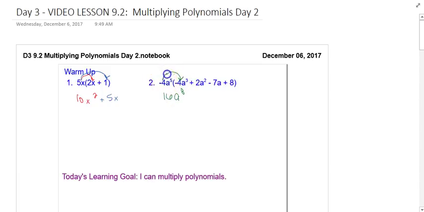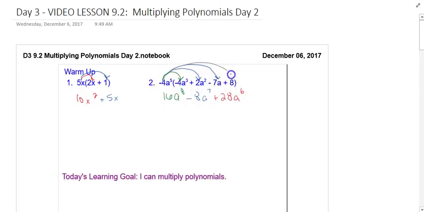Okay, so negative 4a to the 5th times 2a squared. Negative 4 times a positive 2 is going to be a negative 8. A to the 5th times a squared is going to be a to the 7th. Okay, and I have negative 4a to the 5th times a negative 7a. Negative 4 times negative 7 is going to be a positive 28. A to the 5th times a is a to the 6th.